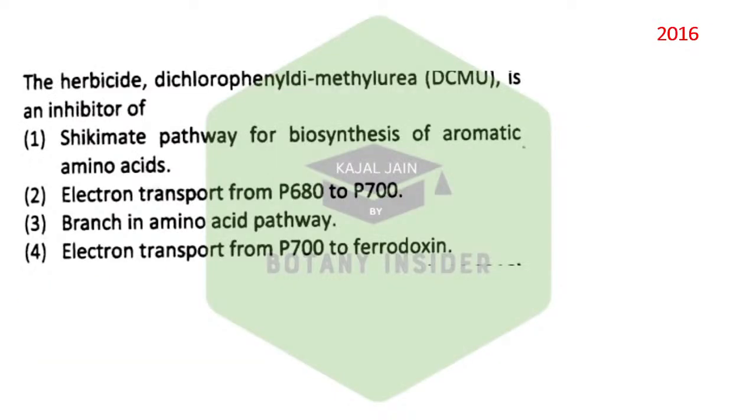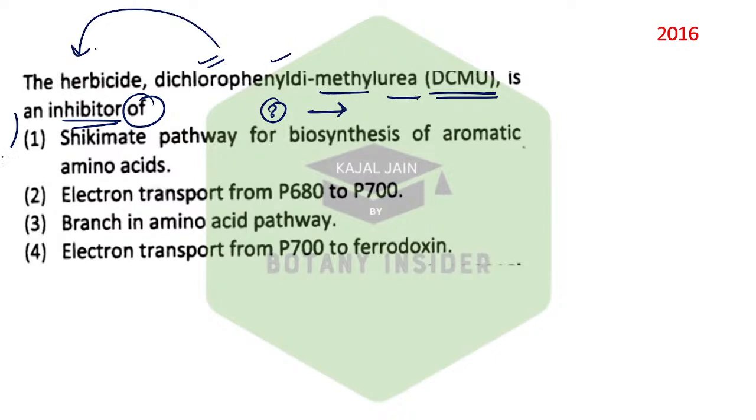Next question, again from a similar concept. You're asked about DCMU, an inhibitor of which of the following? DCMU is dichlorophenyl dimethylurea. It is a herbicide. You're asked which is the inhibitor. DCMU inhibits at which particular stage in your photosynthesis? In your Z scheme specifically.